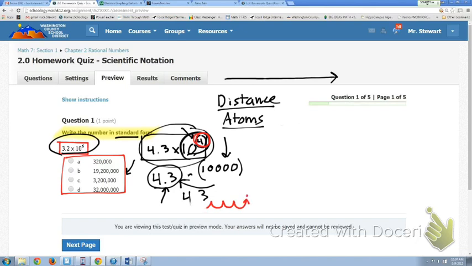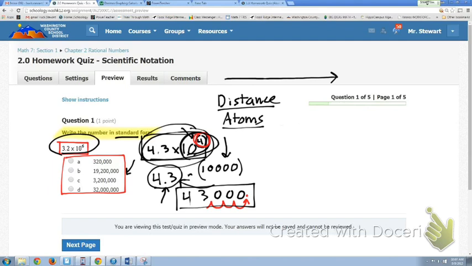So if I erase this and then rewrite this number here with zeros after it, because those are the place values, then now what I'm looking at is 43,000. So 4.3 times 10 to the fourth power is another way of writing 43,000.